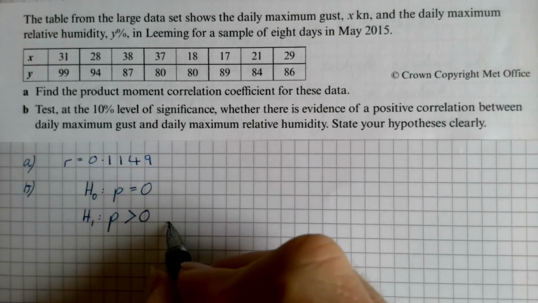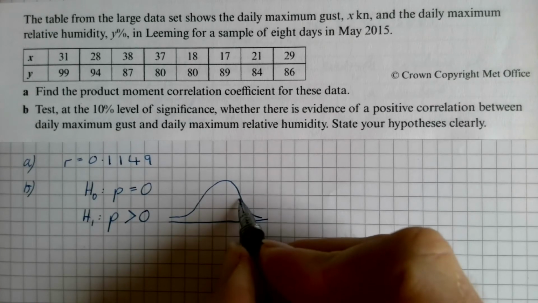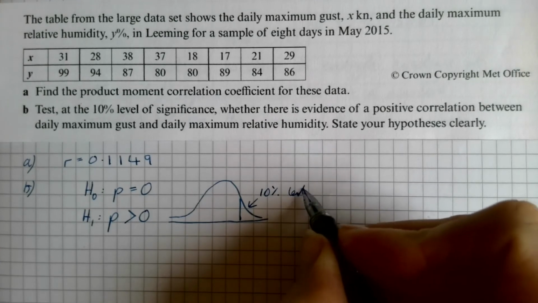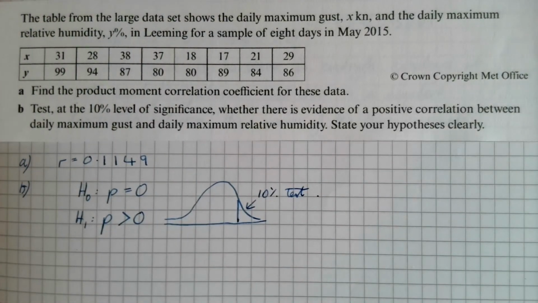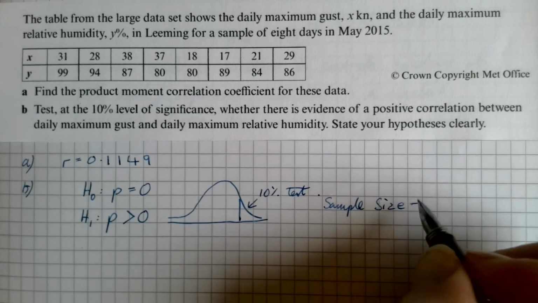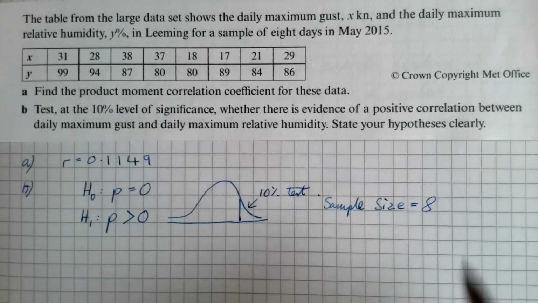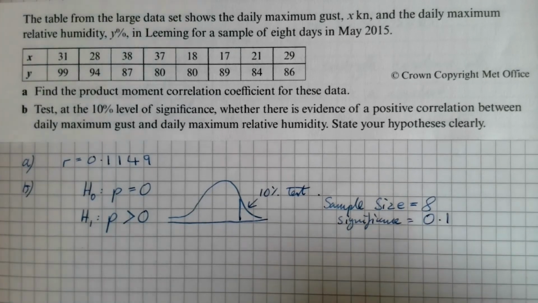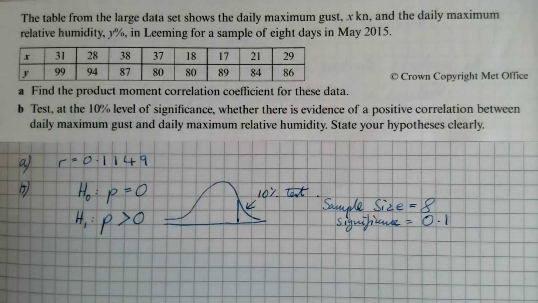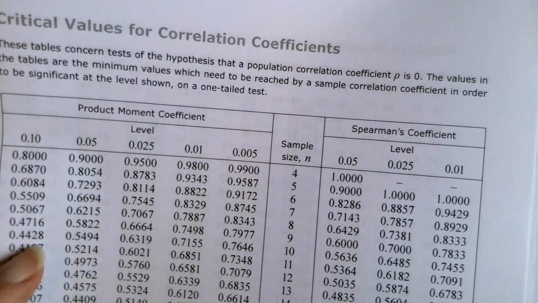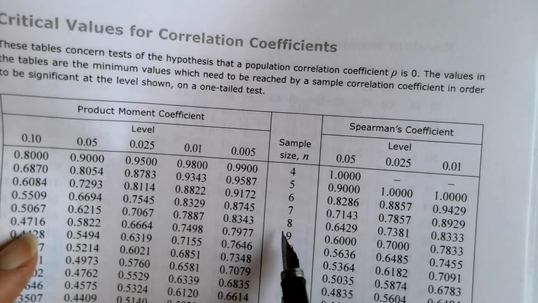Because we're only going for positive, we're not looking for negative. That means we are looking at just a single-tailed 10% test. So now we're going to look in the tables, but before we do, we need to just think about what is our sample size, and that is 8, isn't it? And what else do we need to know? We need to know what is our level of significance. It's 10%, which is 0.1.